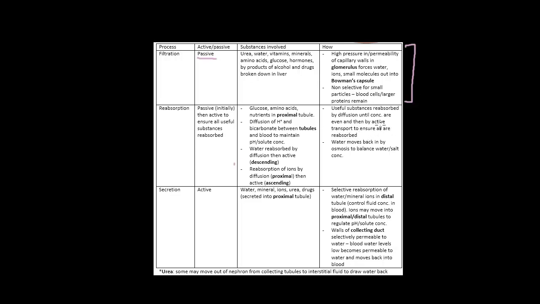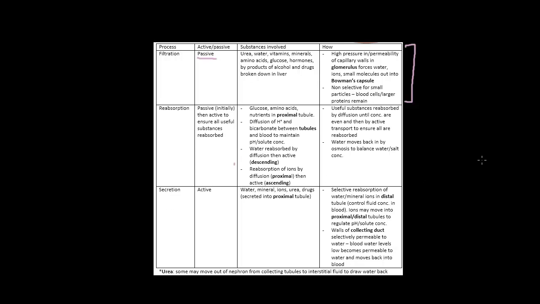So I'll just say that it's basically the active transport of water and salts, to make sure that anything that we actually need is all reabsorbed. And then we've got water moves back in by osmosis to balance water and salt concentration. So if we have a lot of salt in the reabsorption stage, water with less salt is going to move towards the water with more salt, from high to low concentration, so it moves back to maintain the osmotic balance.